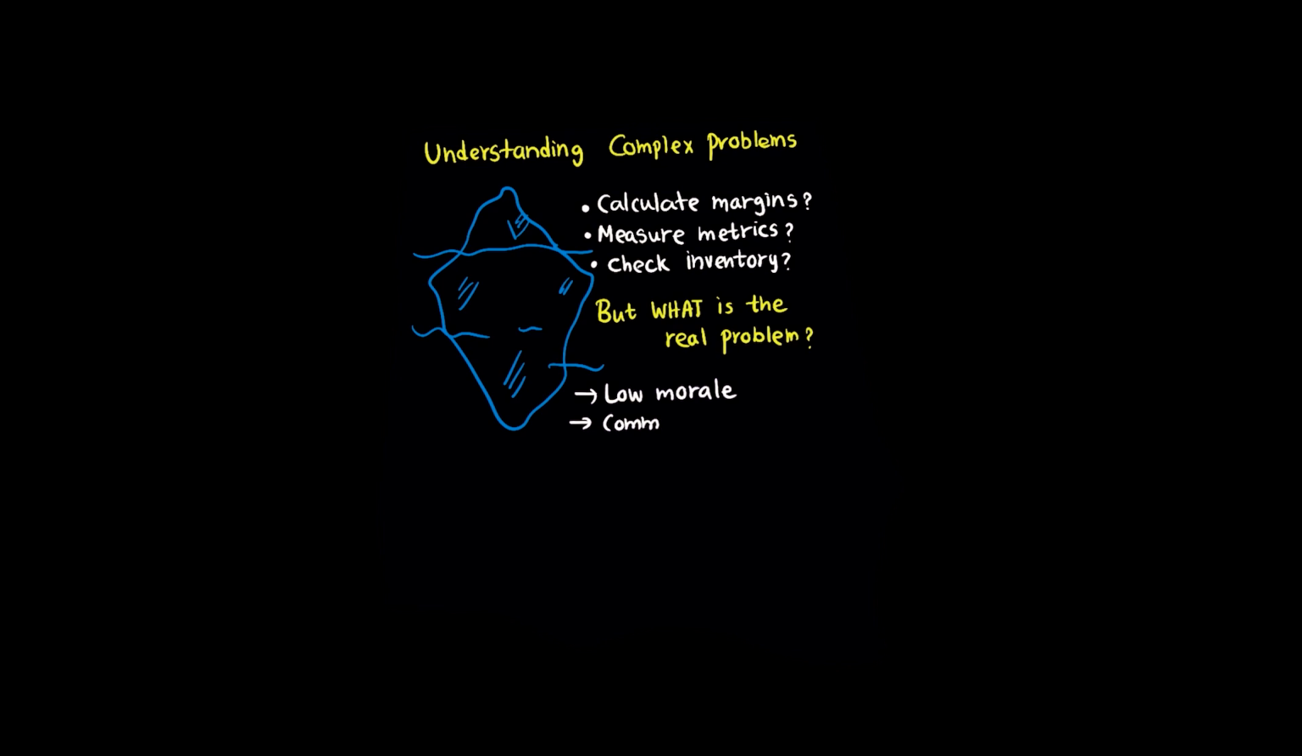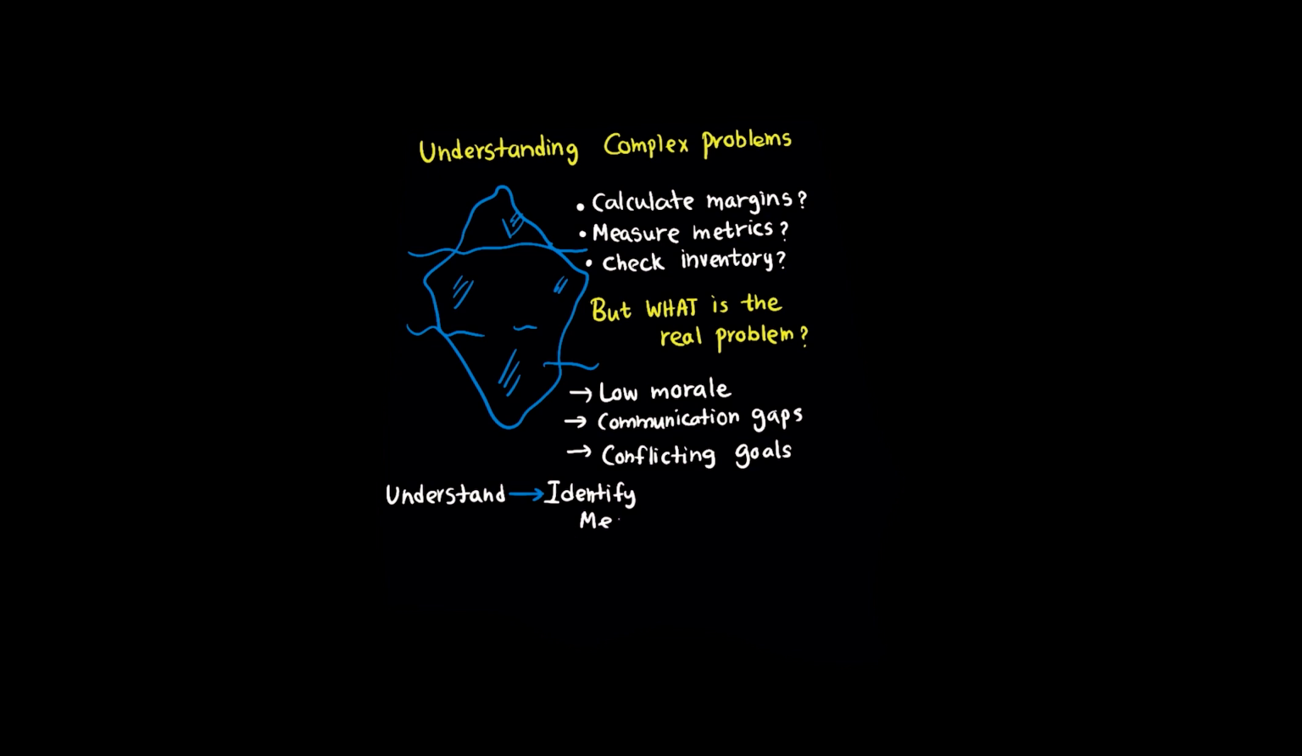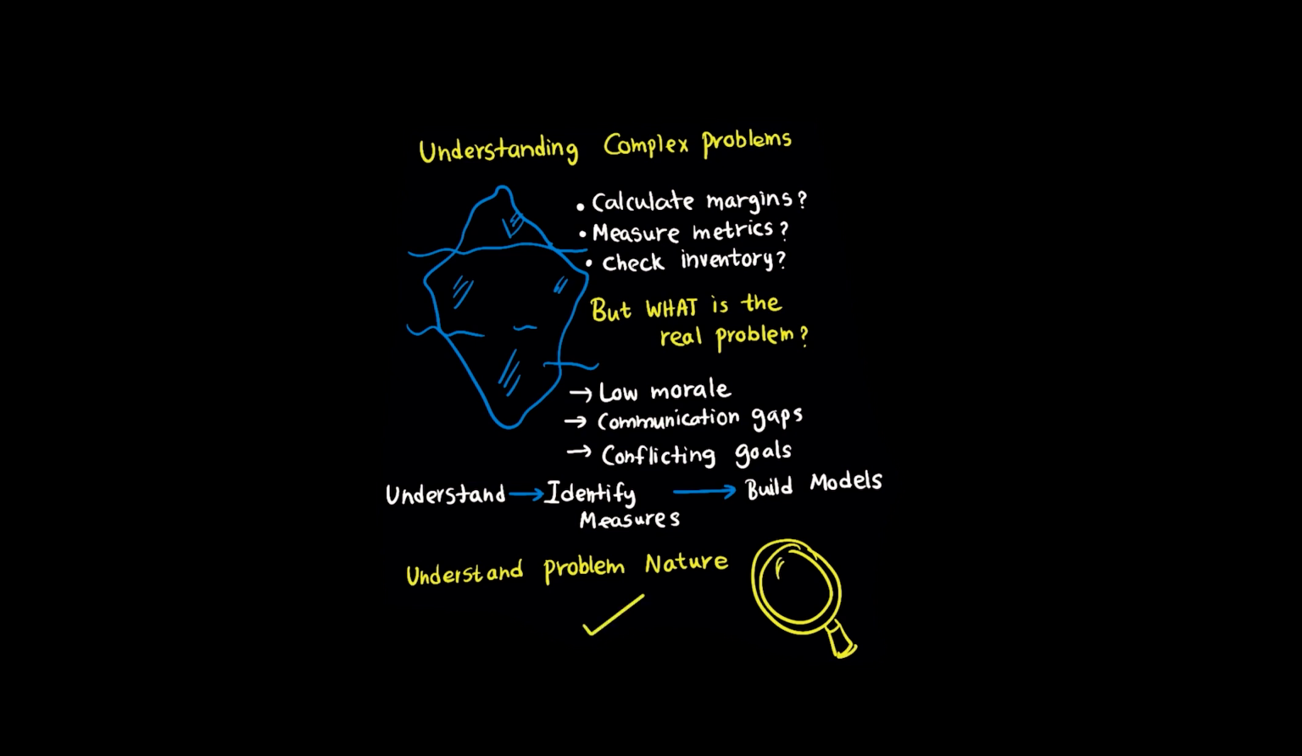Through interviews, you discover low morale from restructuring. Through observation, you find communication breakdowns. Through documents, you uncover conflicting directives. Only after understanding these interconnected human and organizational factors can you identify which measures matter and develop appropriate models. Understanding must come before measurement. Understand problem nature first.